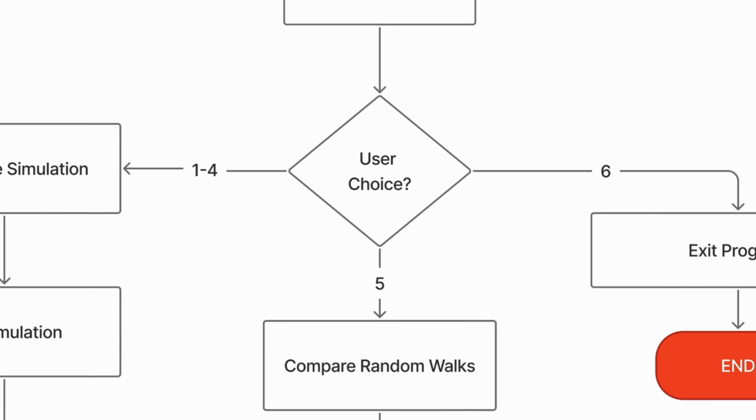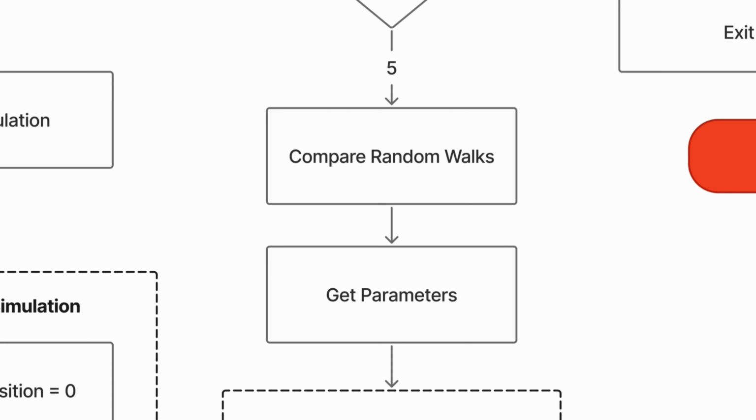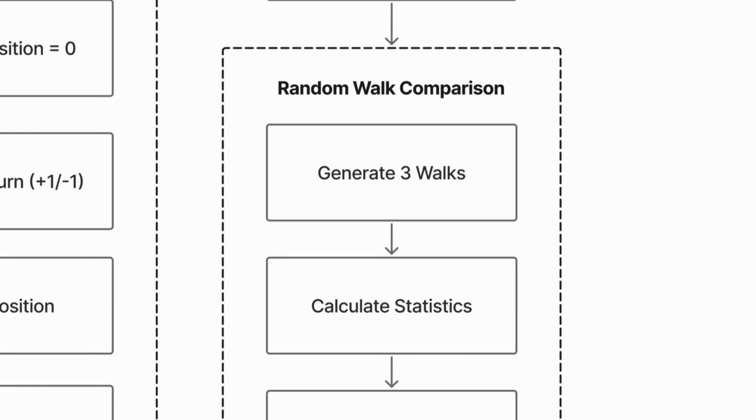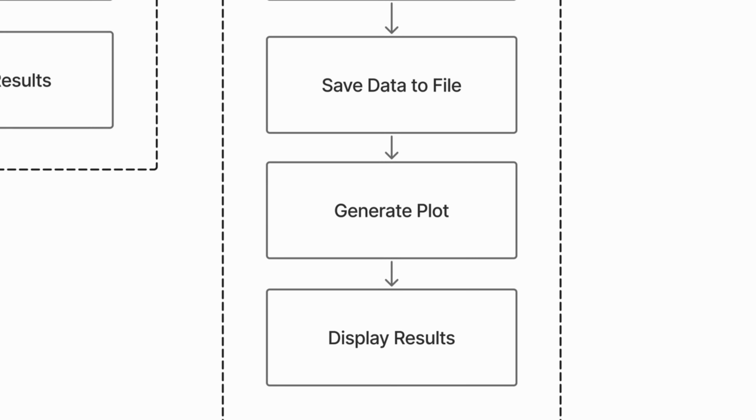And then for the comparison branch, or option 5, here we're gonna run multiple random walks comparison which features the following steps. First, we get the parameters, which collects the user inputs for the number of steps, the seeds, and the labels. We then proceed with the random walk comparison. We first generate 3 separate random walks. We then calculate the statistics for each walk. After that, we save the trajectory data to a CSV file, and with that CSV file, we generate a matplotlib comparison plot. We then display the comprehensive results. After that, we return to the main menu after the analysis is complete.